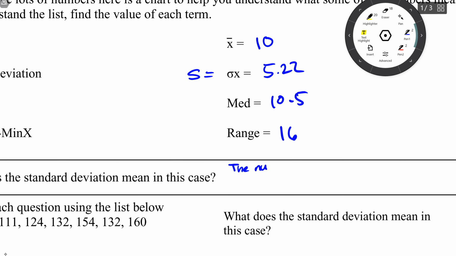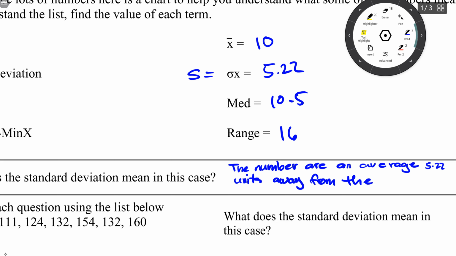The numbers are on average 5.22 units away from the mean. There you go.